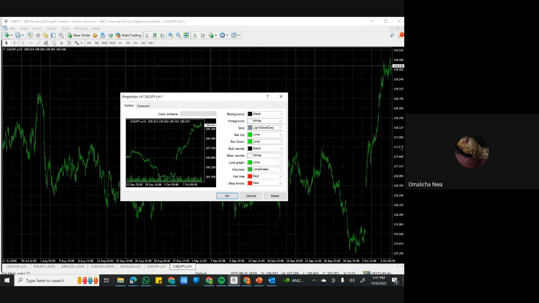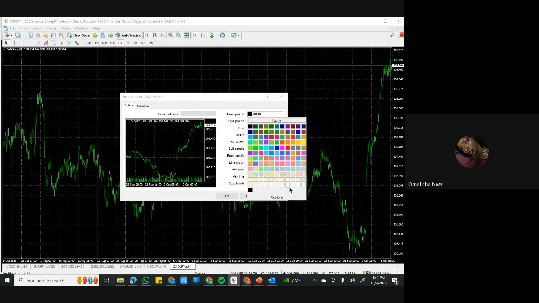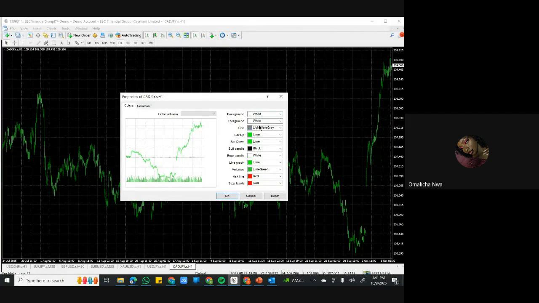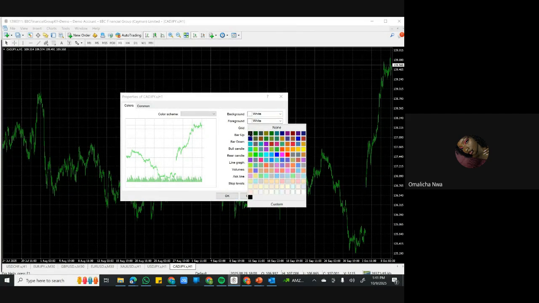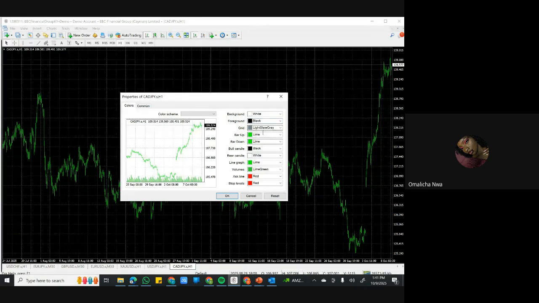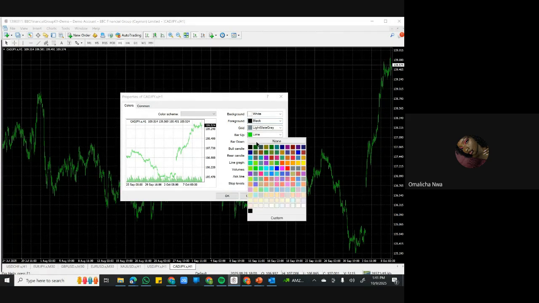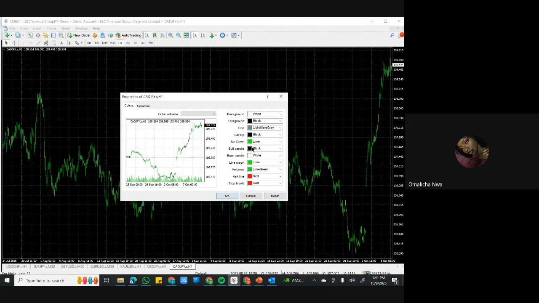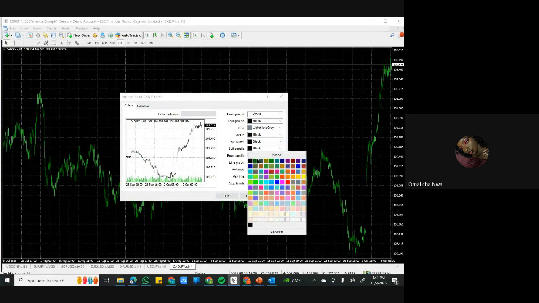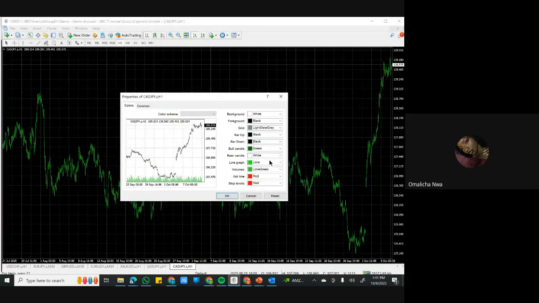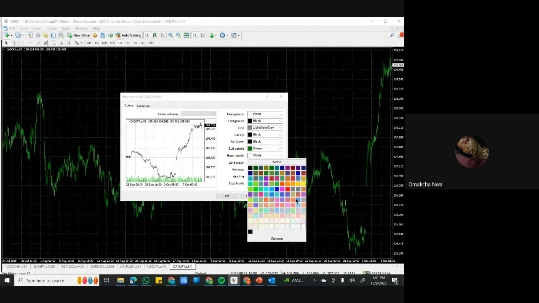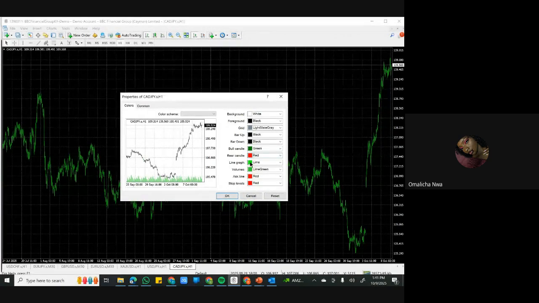So for my background, I want my background to be white. I don't like black background, so I want white. Foreground should be black. Grid should be light slate gray. Bar up should be black. Bar down should be black. Bull candle should be green, any type of green. Bear candle should be red. Line graph should be lime.